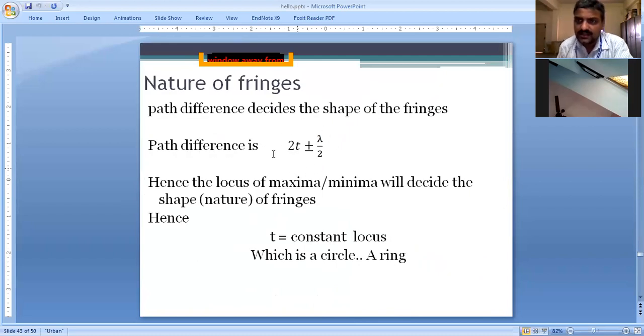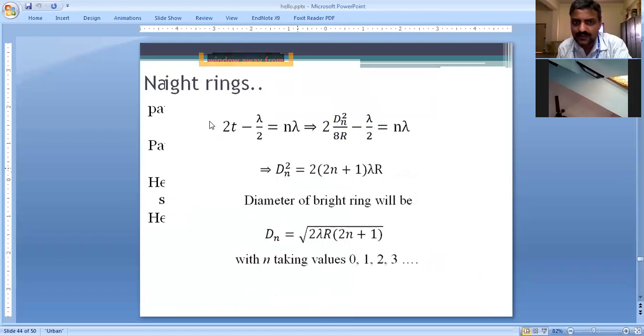Here I said you have the liberty to choose plus lambda by 2 or minus lambda by 2. Both will work. I chose minus lambda by 2, right? So 2t minus lambda by 2 was the path difference, right? So if this path difference is equivalent to integral multiple of lambda, you get maxima and bright fringes, which is the first interference condition I have mentioned in the previous classes. In order to get constructive interference, it must be an integral multiple of full wavelengths, right?